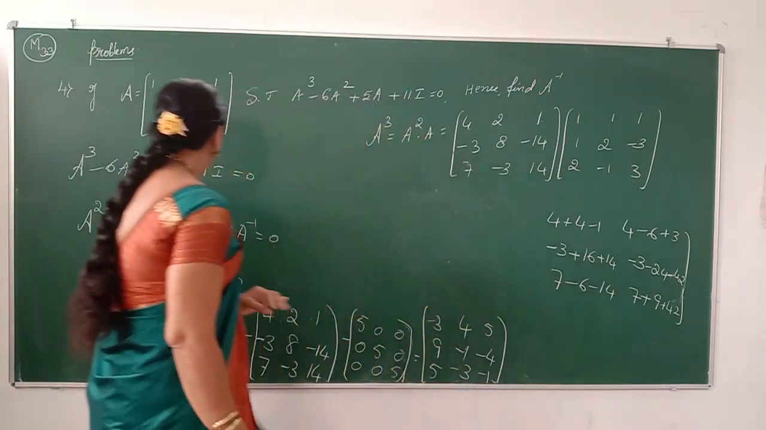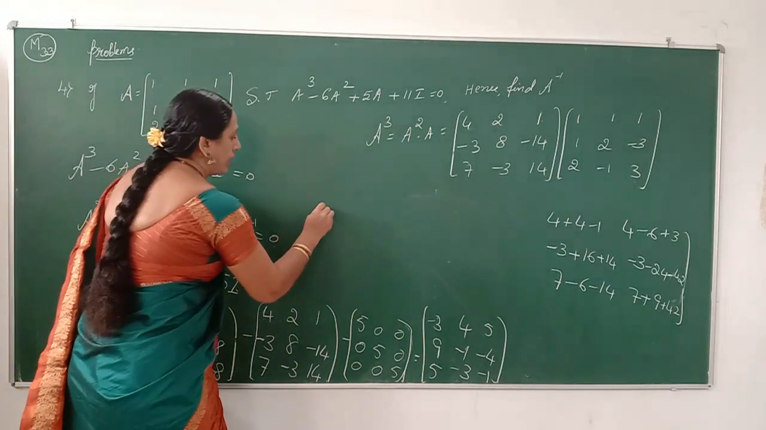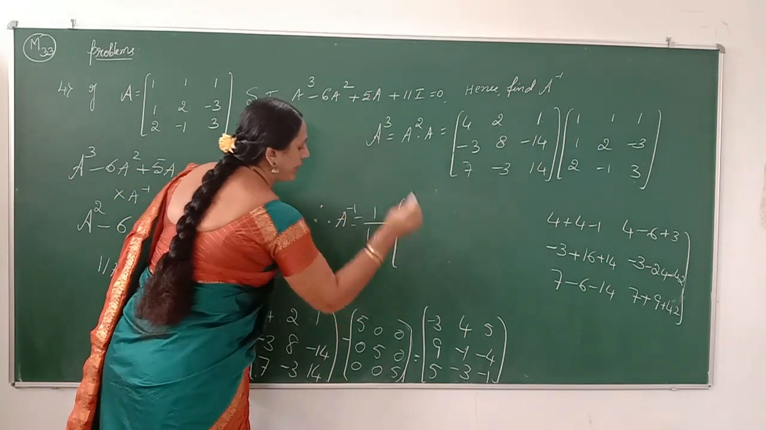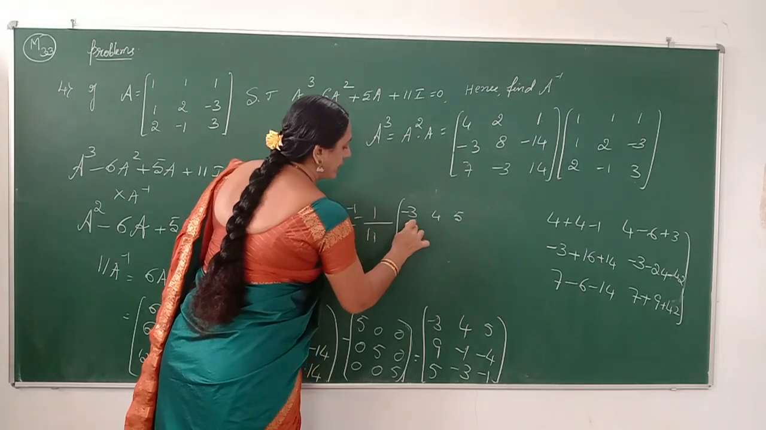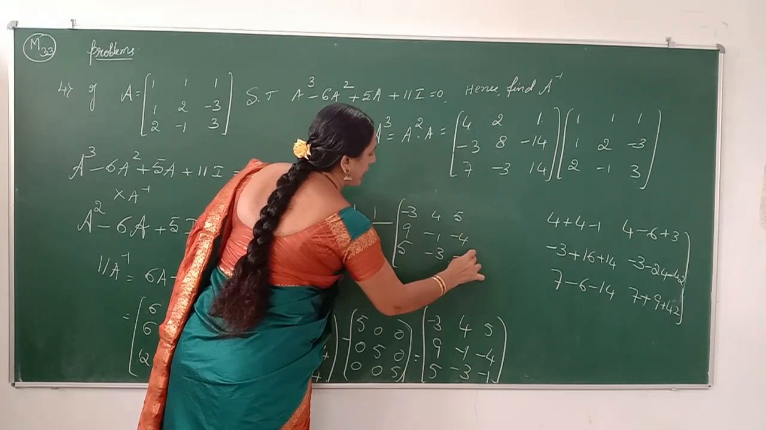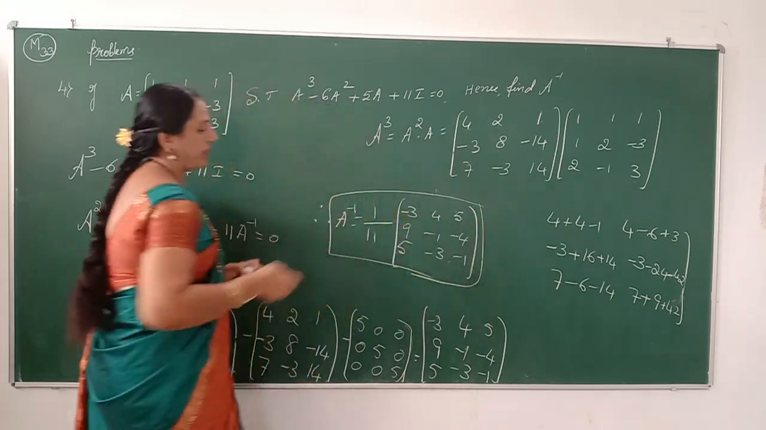Now these are the elements of 11 into A inverse. Therefore A inverse is nothing but 1 divided by 11 of minus 3, 4, 5, 9, minus 1, minus 4, 5, minus 3, minus 1. These are the inverse of the given matrix A.